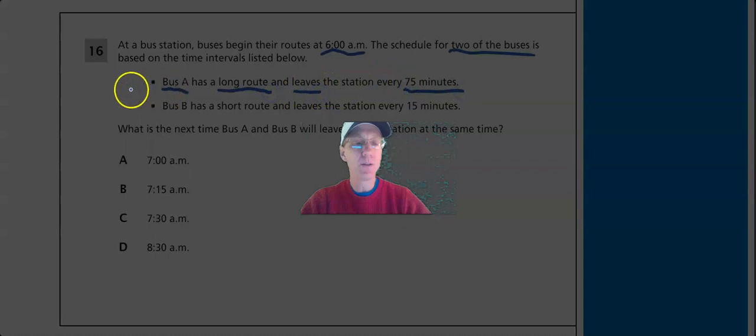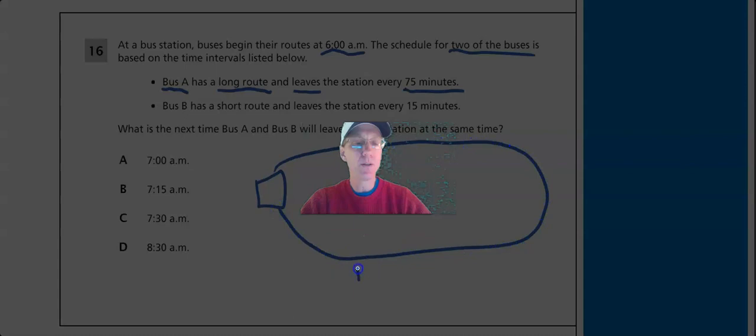When we say bus A has a long route, in other words, for bus A, here's the bus station. Let's say it goes out and it has a long route and it takes 75 minutes for bus A. There's bus A.